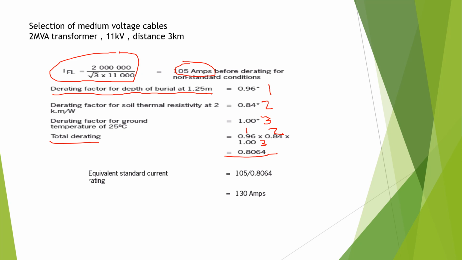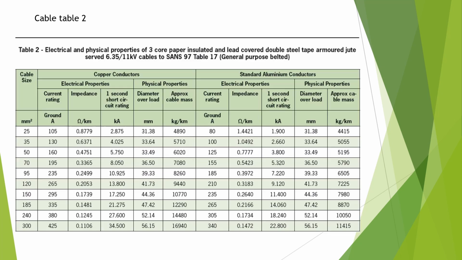Then the equivalent standard current rating is the full load amps divided by that factor, and we get 180 amps. That we know is the carrying capacity needed for that cable. For cable 2, we go here, and we will see the base amperage: 150 square is 160 amps.